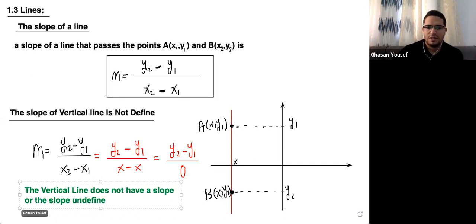Why? Because for a vertical line, I take the same x coordinate, but the y coordinate is different. So when I use the formula for the slope, the difference of y over the difference of x, I get y2 minus y1 over 0, and this is undefined. So the vertical line does not have slope.